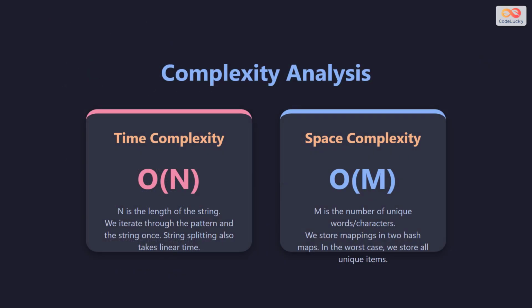This solution is highly efficient. The time complexity is big O of n, where n is the length of the string, because we process each word exactly once. The space complexity is big O of m, where m is the number of unique words or characters we need to store in our hash maps.